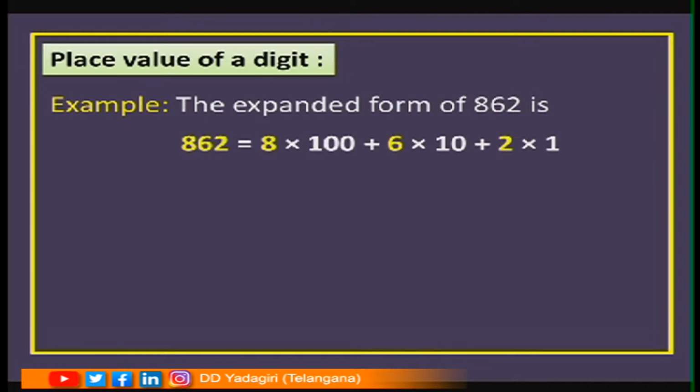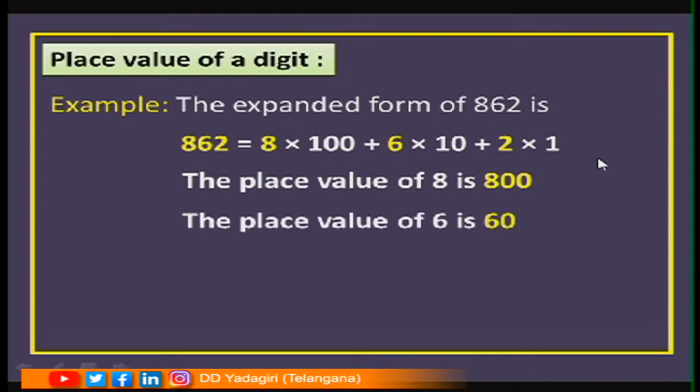Children, you have learnt this already in your previous classes. So, 862. If you notice, 8 is in the hundreds place, so we write 8 into 100, plus 6 is in the tens place, so we write 6 into 10, plus 2 is in the ones or units place, so we multiply 2 with 1. This is called the expanded form of the given number, and here the place value of 8 is 800, whereas the place value of 6 is 60.